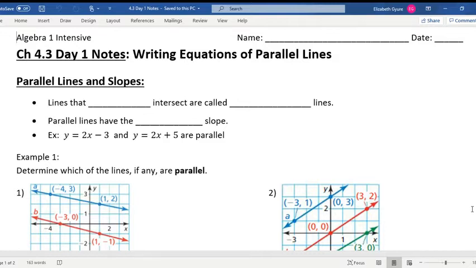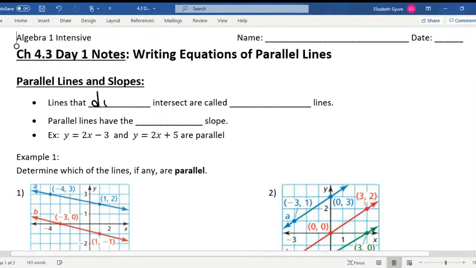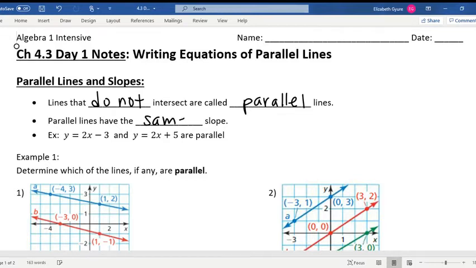All right, so lines that do not intersect are called parallel lines. When you're looking at parallel lines, it's easy to see based off a picture if they're parallel, but if you just have the equations, you need to know something special about the equations. Parallel lines are going to end up having the same slope, the same slope.